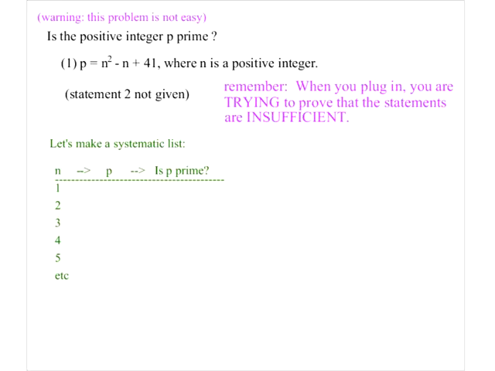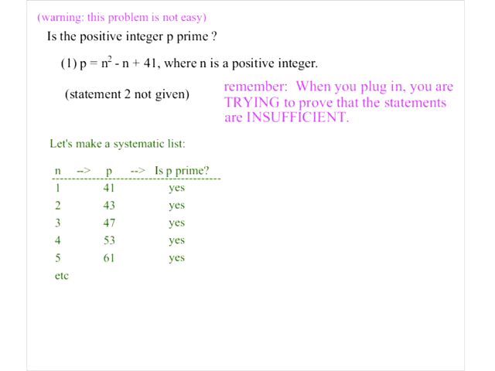If n is 1, then p is going to be 41. If n is 2, it's 43. If n is 3, it's 47. If n is 4, it's 53. If n is 5, it's 61. If you try these, you'll find out that all of them are prime. If you give this a shot, that's prime, so is that, so is that, so is that, and so is that.